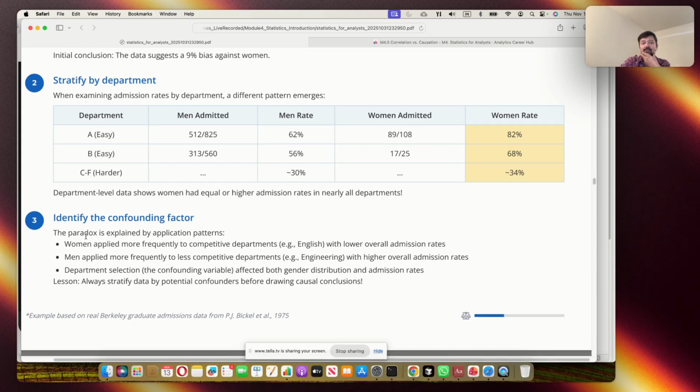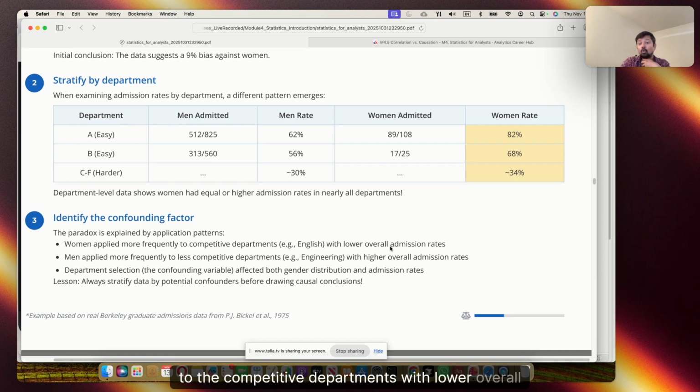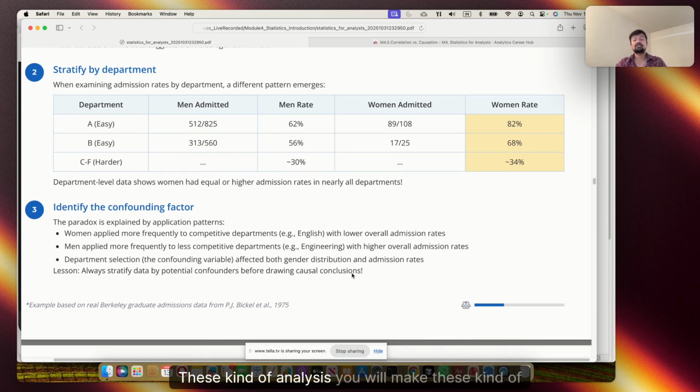Identify the confounding factor. The paradox is explained by the following pattern: women applied more frequently to the competitive departments with lower overall admission rates, and men applied more frequently to less competitive departments with higher overall admission rates. These kinds of analyses you will make, these kinds of conclusions you will make to identify exactly the confounding factor.